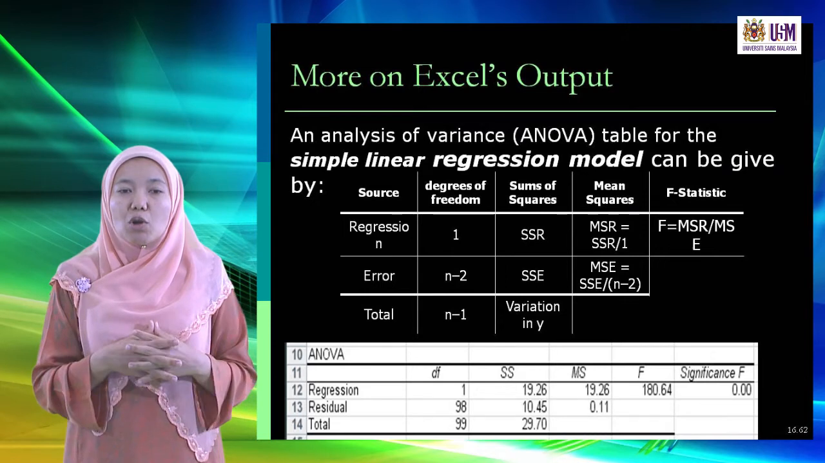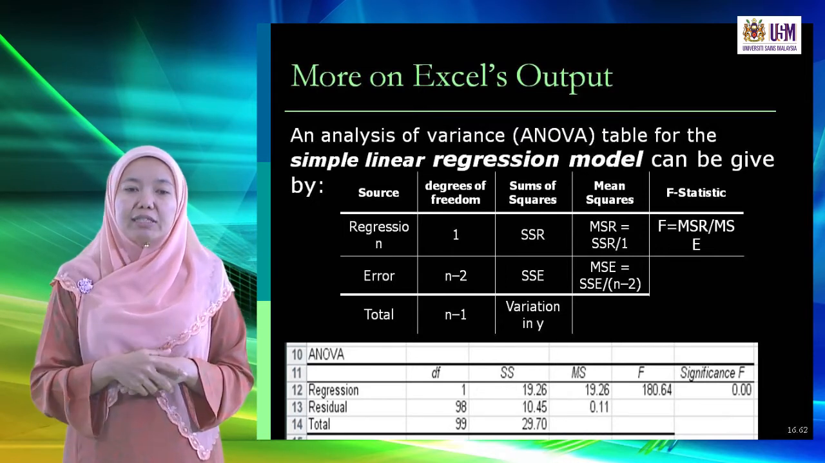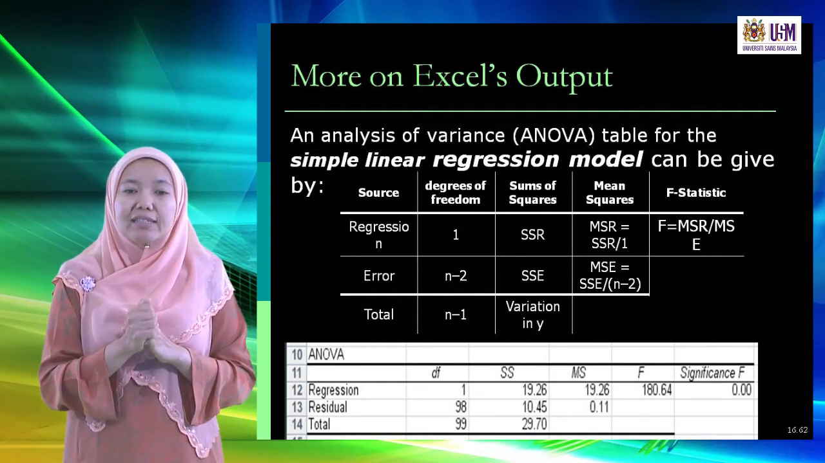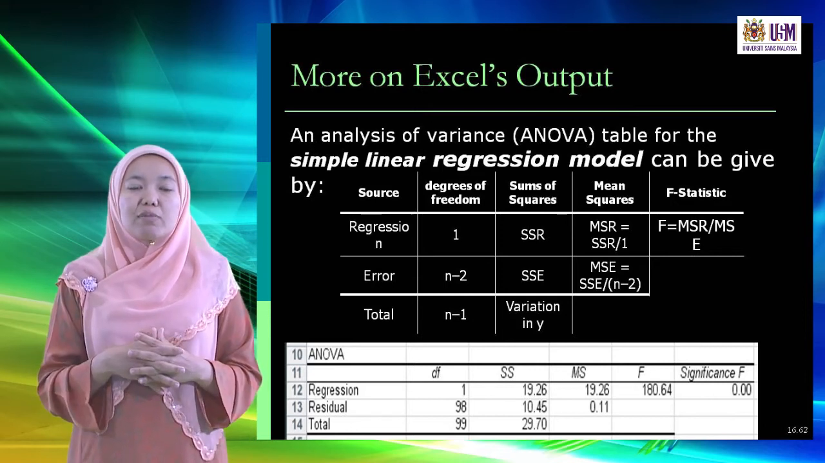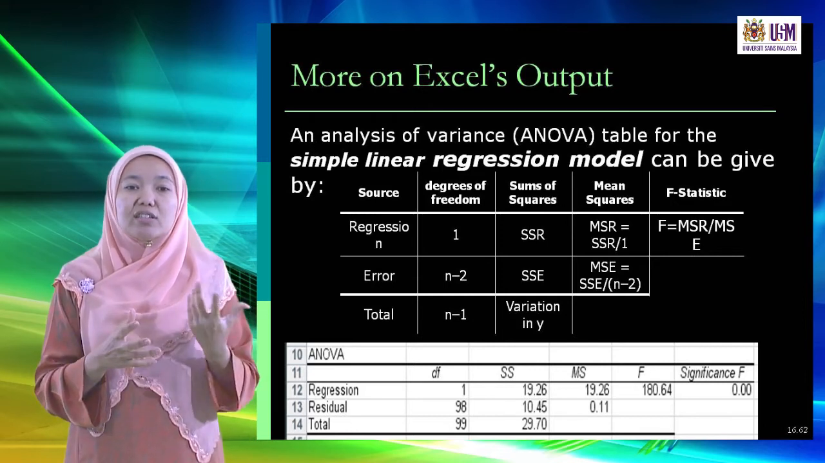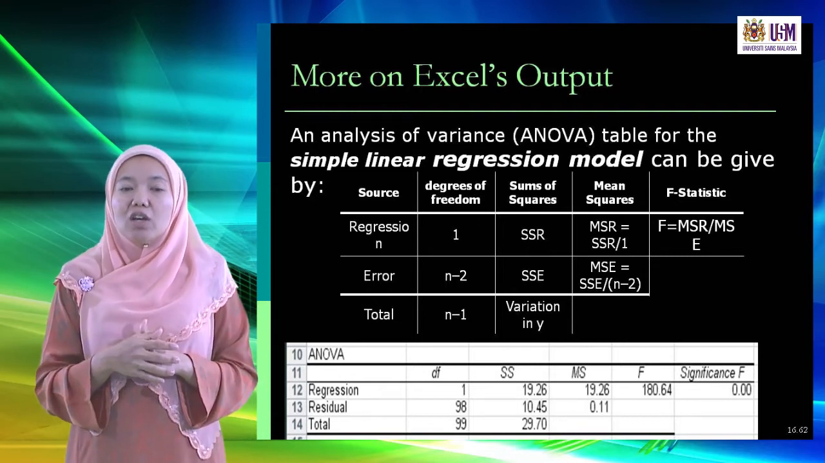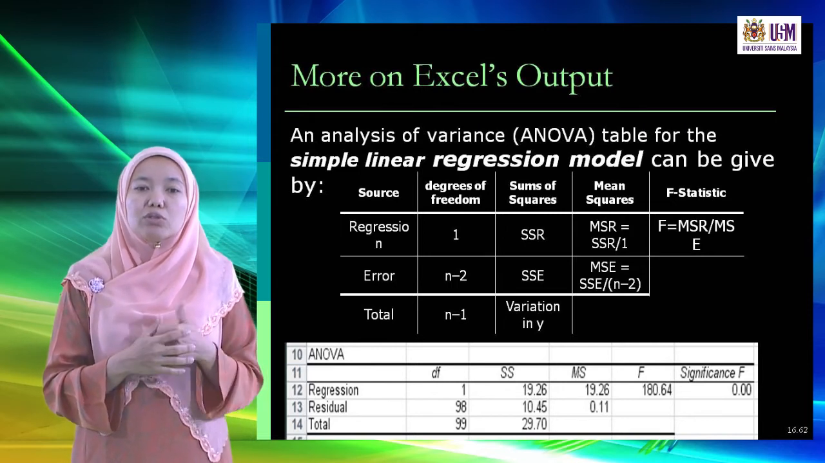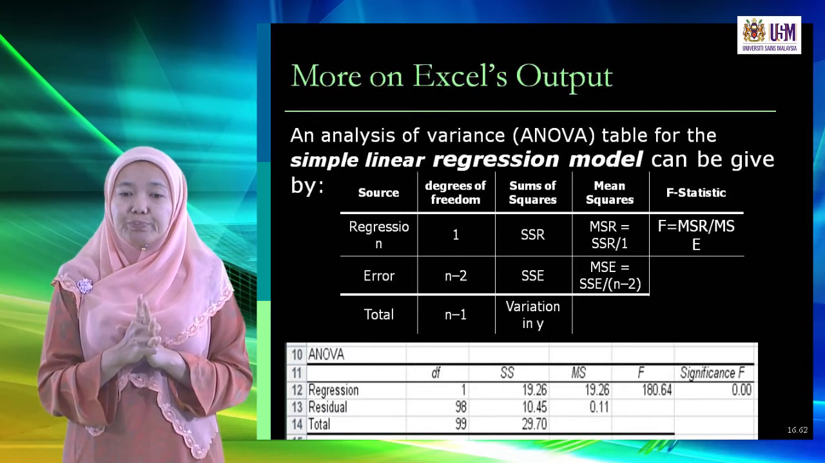But if you are using a computer, the output will come out simply in terms of an ANOVA table. So you have the degree of freedom. Just now our sample is 100. So you have regression, degree of freedom 1, because only one x. And then residual, degree of freedom is 98 because 100 minus 2. So for the total, 1 plus n minus 2, you get n minus 1. So total degree of freedom is 99.